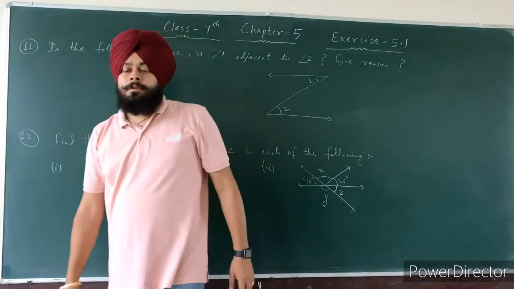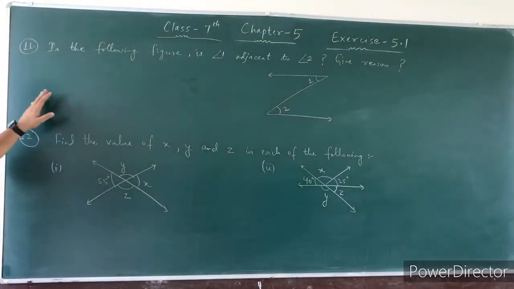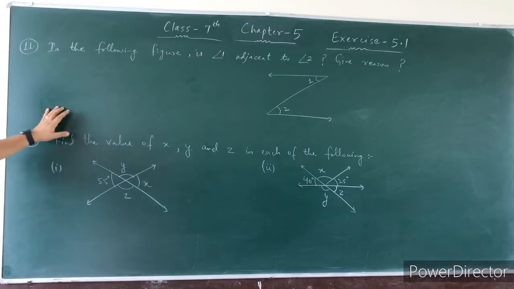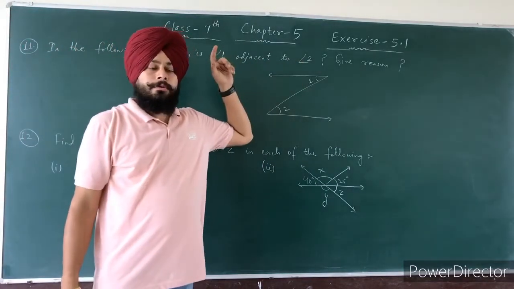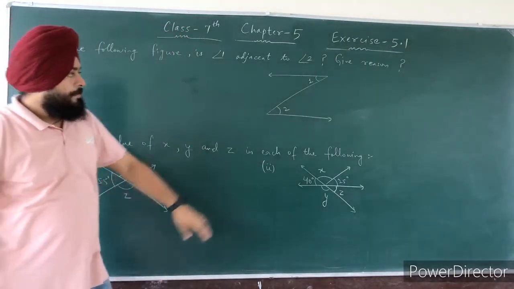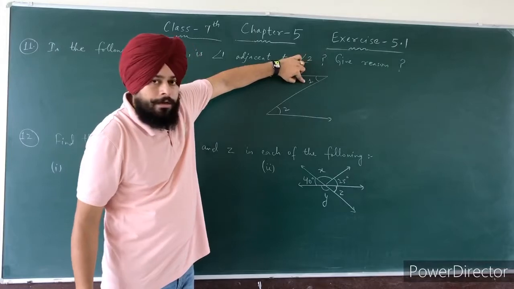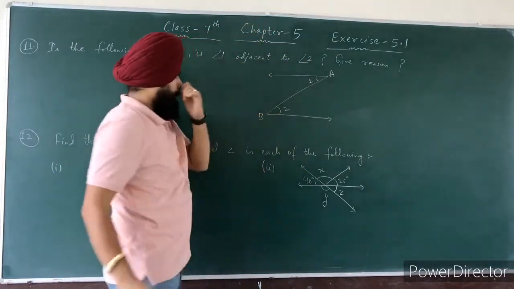Hello students, today we will do exercise 5.1 question number 11. So the question is, in the following figure is angle 1 adjacent to angle 2? If yes, give reason. So you can see here, this is angle 1 and this is angle 2. So you can name here A and B.